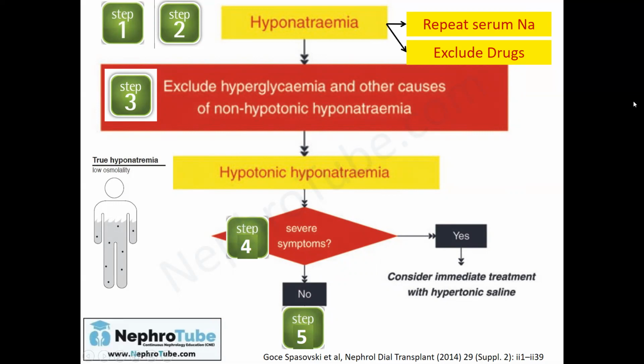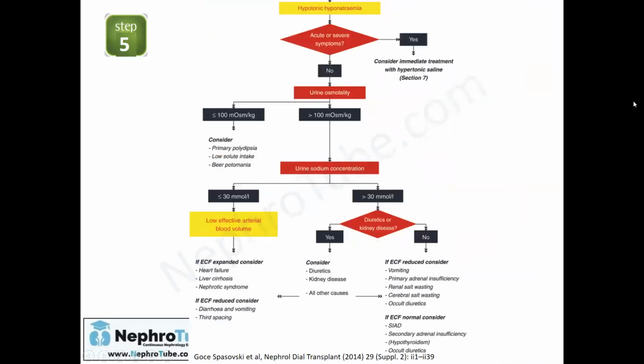And if the diagnosis is true hyponatremia, which is hyponatremia with low osmolarity, hypotonic hyponatremia, is there any severe symptoms or acute symptoms? If yes, consider treatment, and we didn't talk about this till now. If no, go through step 5, and step 5 started by measuring urine osmolality. If it is less than 100, consider hyponatremia due to high water intake or low solute intake. If it is more than 100, you have to measure urine sodium concentration.